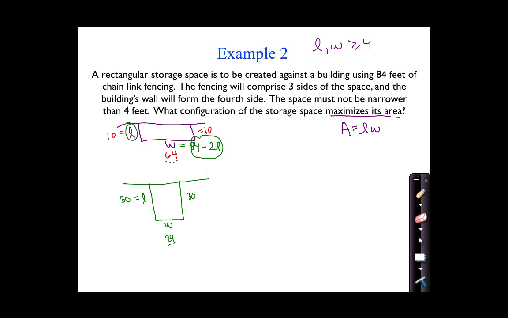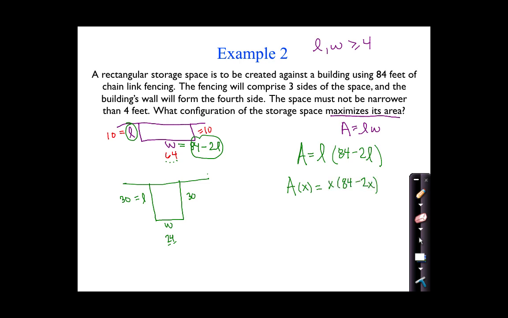So my area, instead of L times W, still just length times width, but 84 minus 2L. Or maybe I'll make this more legible here. Let me call it X instead, because I drew the L's like that so they didn't look like 1s, but they kind of look like E's. So X times 84 minus 2X.